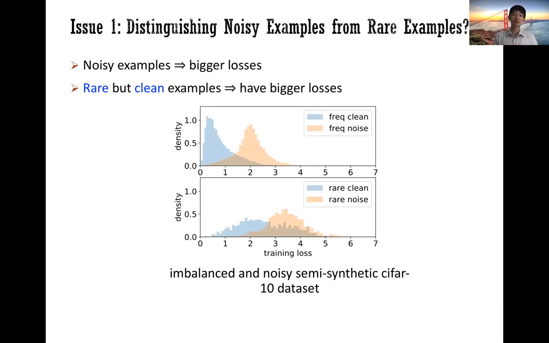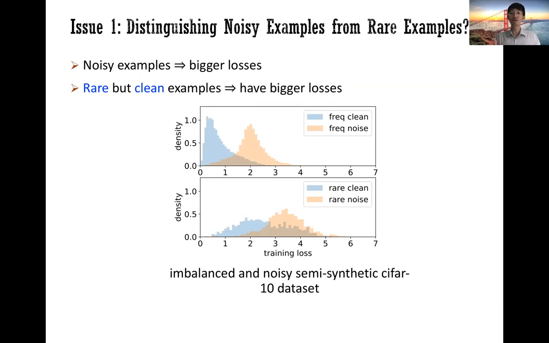We create an imbalanced and noisy synthetic CIFAR10 data set. We inject a uniform level of noise for all the classes, and we also make the number of examples per class imbalanced. I think 5 of the classes are considered rare; they have far fewer examples compared to the other classes. Then if you plot the distribution of the training losses for the rare clean, rare noisy, frequent clean, and frequent noisy examples, you can see that generally it's true that noisy examples tend to have larger losses, and rare examples tend to have larger losses.